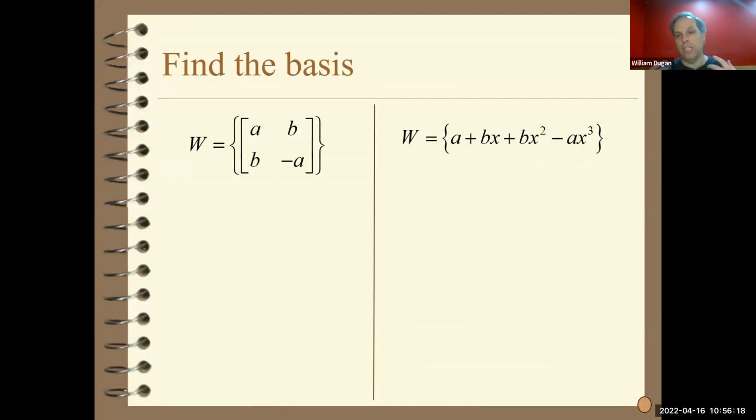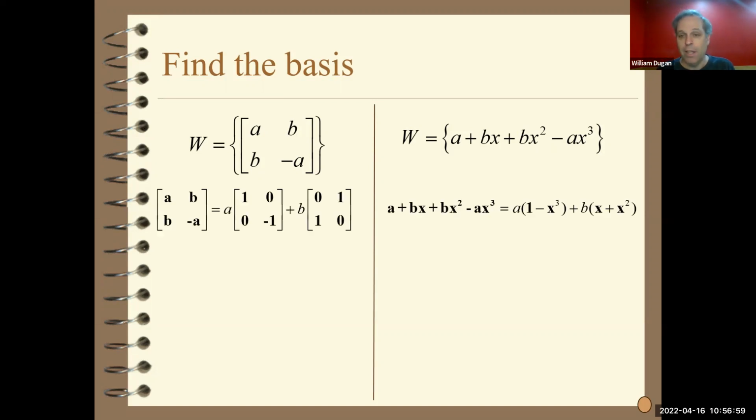Now, sometimes though you're given a set that is described in some kind of algebraic way, and you want to know what's a basis for the space. So I'm giving you two spaces. You should notice they're kind of similar. You have a, b, b, negative a for the entries of the matrices in W. And for W, the set of polynomials, it's a, b, b minus a, where I'm only talking about the coefficients in front of 1, x squared, and x cubed. So there's definitely a similarity between these two. So you expect that if you want to know the basis for these two spaces, there's probably a connection between them.